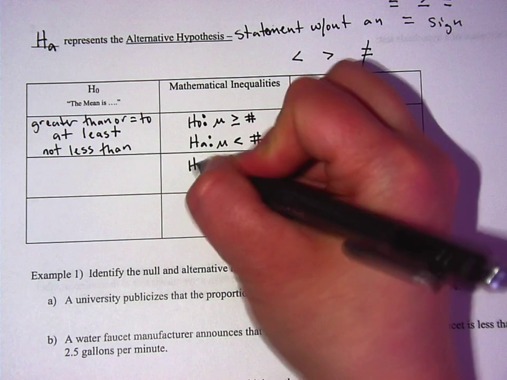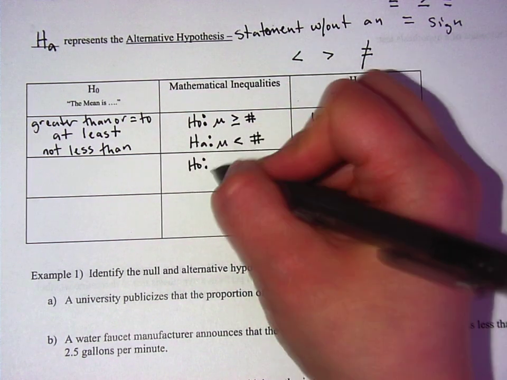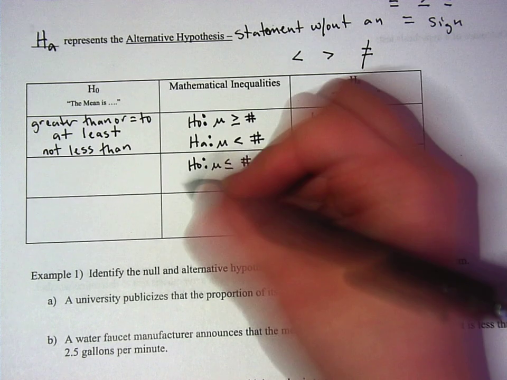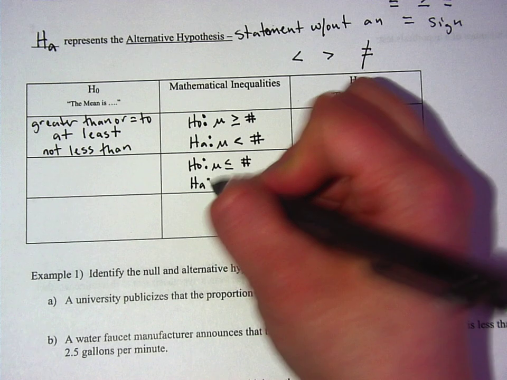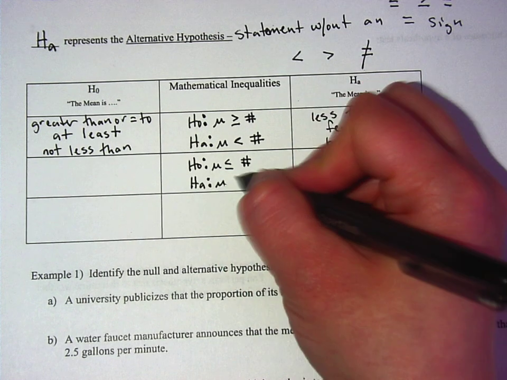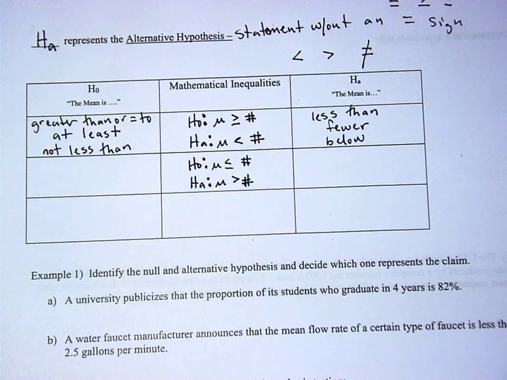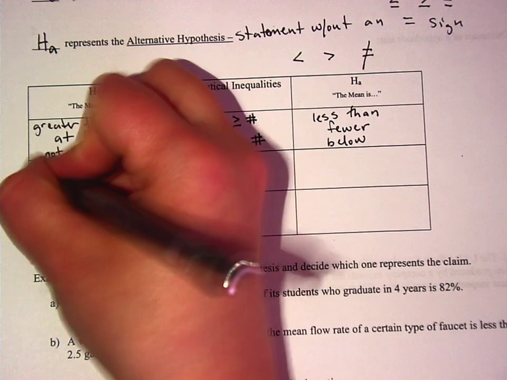Okay, now another possibility is not that it's greater than or equal to, but instead it's less than or equal to. And again, that's the H sub O because it has an equal to. I realize that right now you guys don't really quite know what I'm talking about, but you will in just a little bit. So for right now, copy it down. The opposite of less than or equal to is greater than. Less than or equal to, I'm going to write over here.